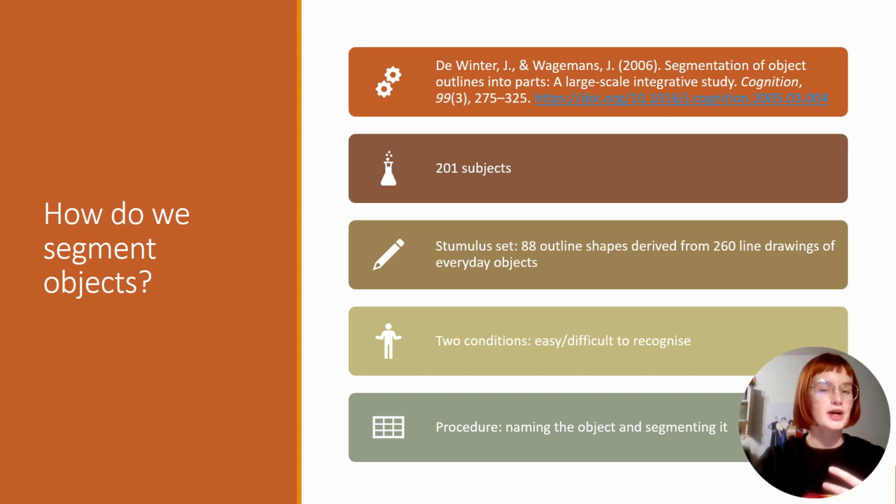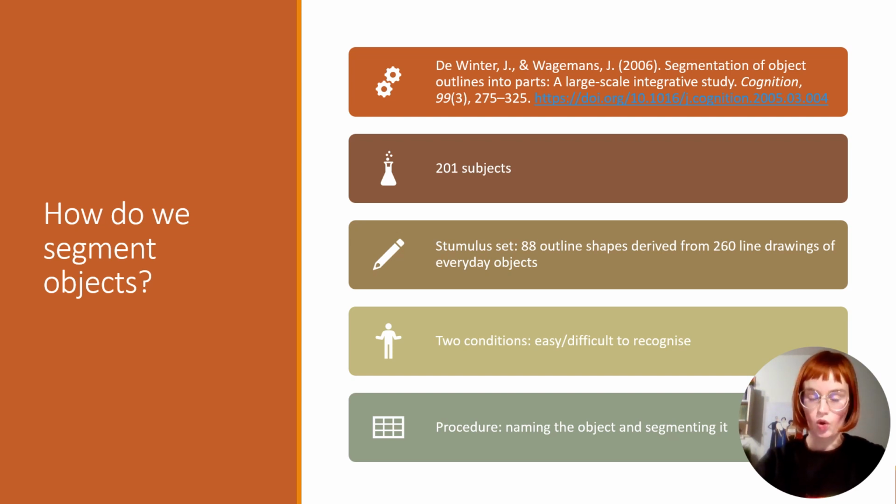They combined a bunch of different theories to see if they are empirically applicable. They gathered 201 subjects, which, by the way, were their students. They created a set of 88 stimuli, which were 88 outline shapes derived from 260 line drawings of everyday objects. They introduced two conditions.